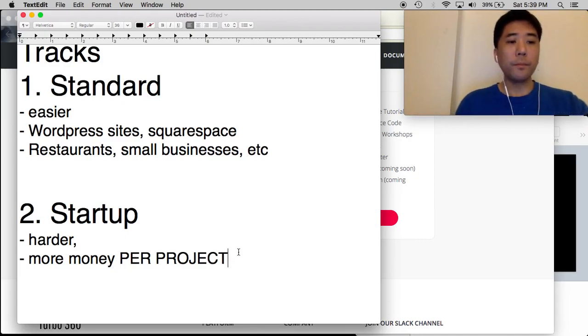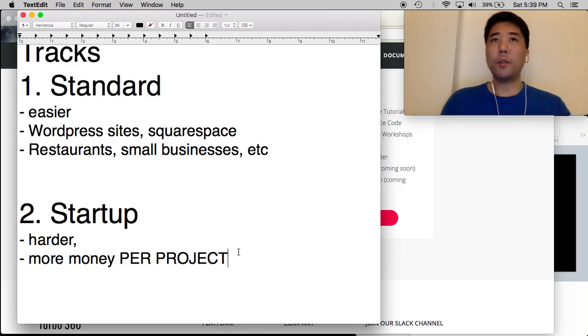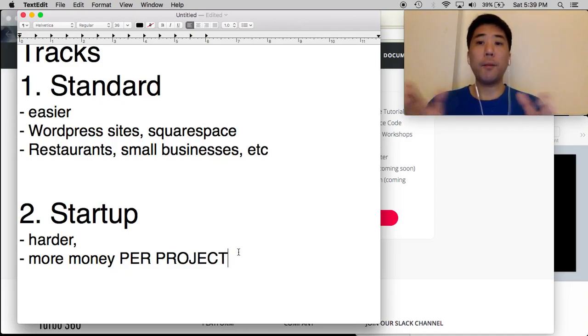On the low end, it's going to be around 25K. On the upper end, it might be like 50 or 60. The biggest single contract I did was around 80K, and that was over a 9-month period.